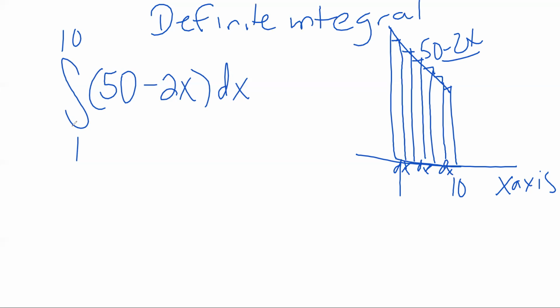But in order to find the definite integral, there's also a theorem known as the fundamental theorem of calculus. And basically all the fundamental theorem of calculus says is that if we take the antiderivative and evaluate it at 10 and evaluate it at 1, you win.